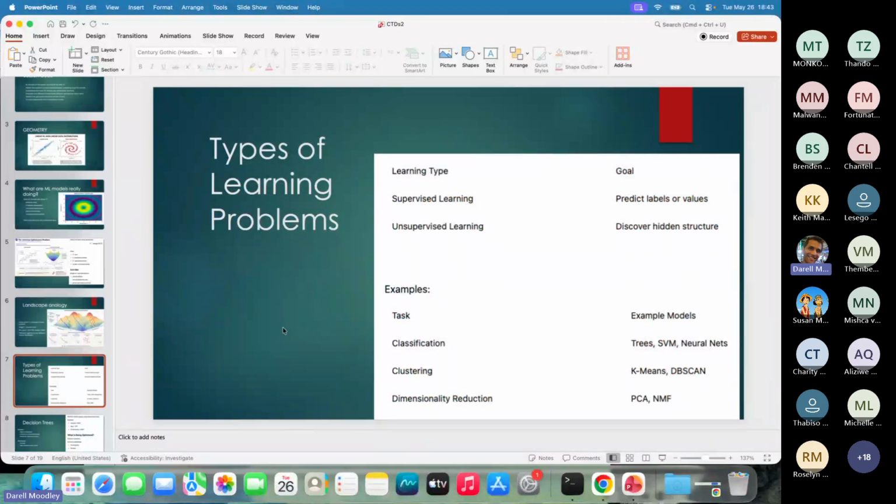Types of learning problems. Now this is very familiar to you: supervised and unsupervised. Supervised learning, we're trying to predict labels or target values, right? We know what the outcome is. Now we're just trying to find patterns from the predictors or the variables that can give us or predict the value that we would expect.